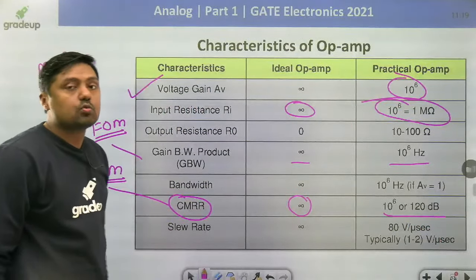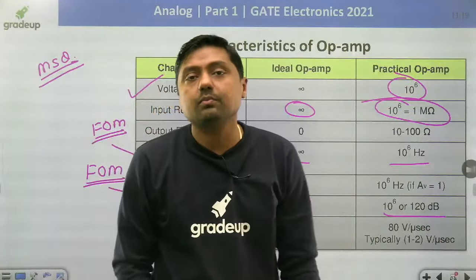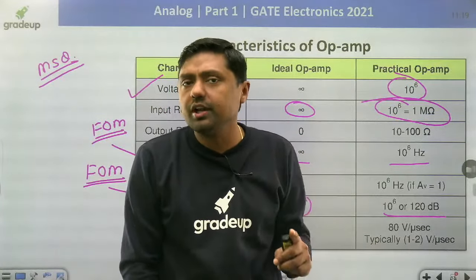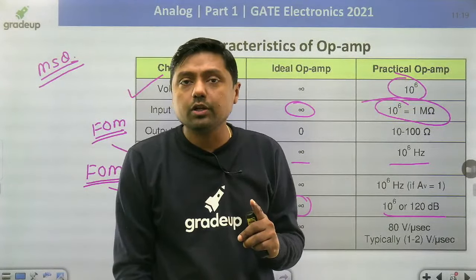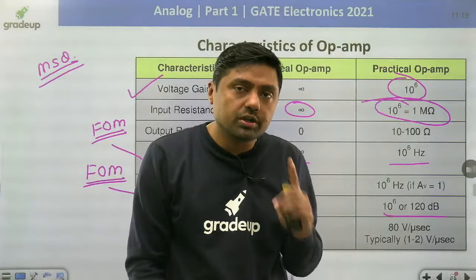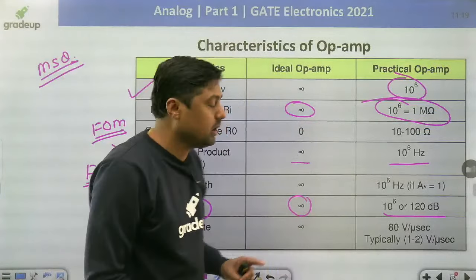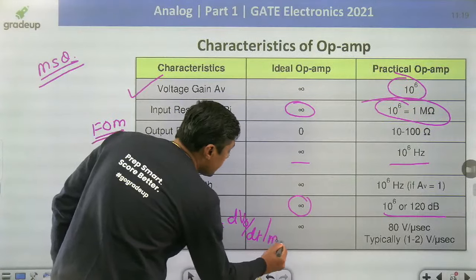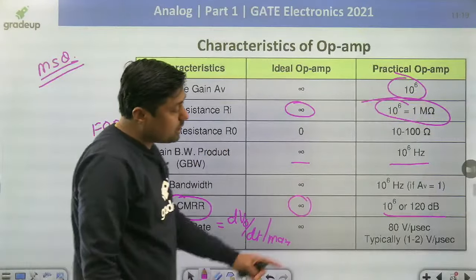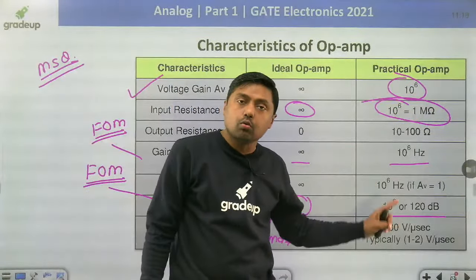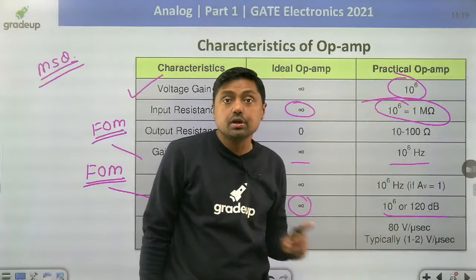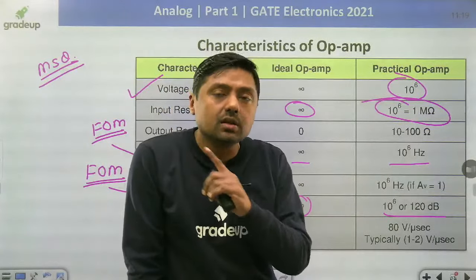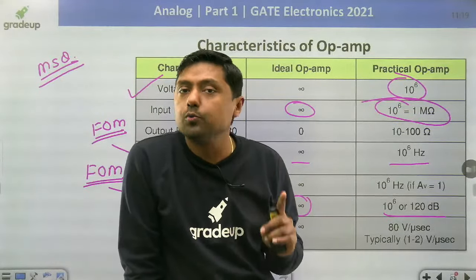Slew rate, this is another characteristic of the operational amplifier. It is called the maximum rate of change of output voltage, or simply the rate of change of output voltage when a large signal is applied. dV0 by dt max. Every new student, always remember the unit of that: volt per microsecond. Slew rate unit is volt per microsecond. It is nothing but the slope of the output waveform.